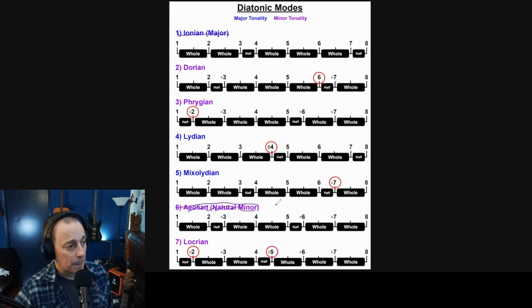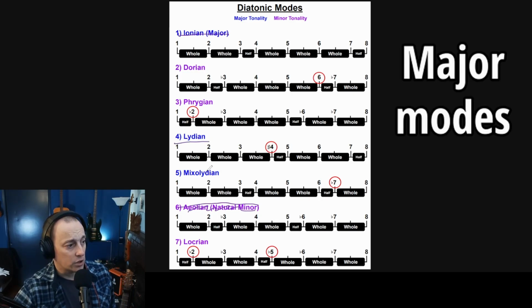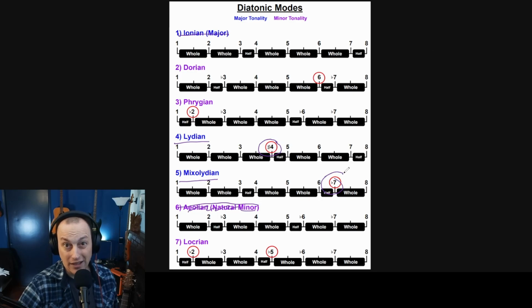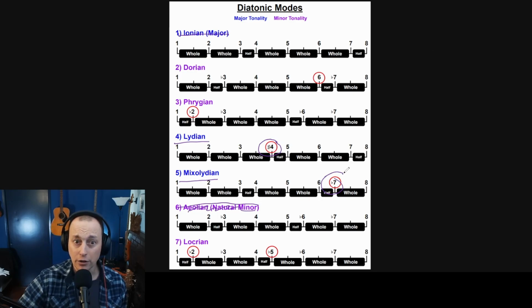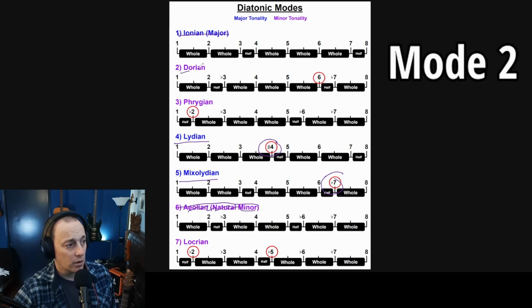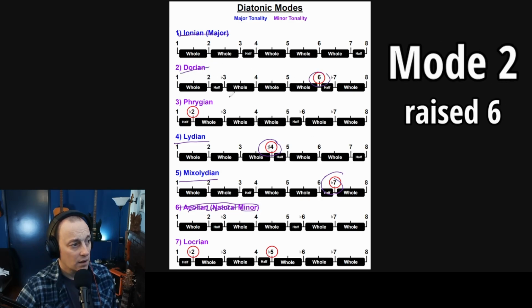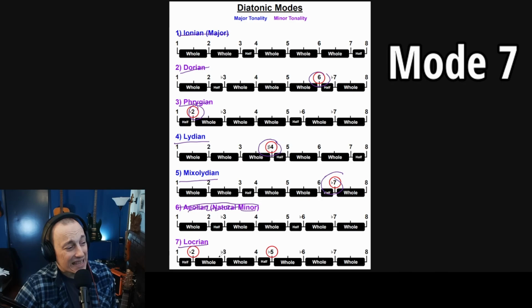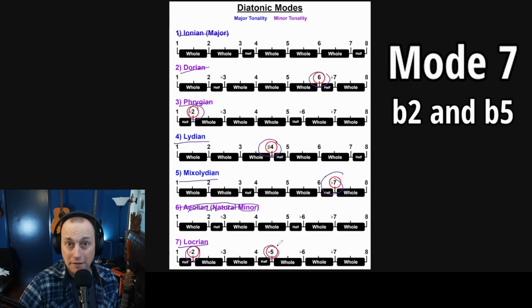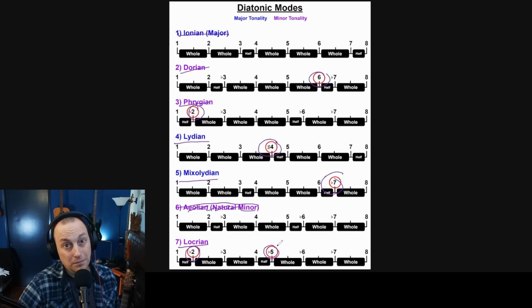Let's learn the majors. Okay, major modes are 4 and 5. The 4th mode has a sharp 4, and the 5th mode has a flat 7. Well, that's not too bad. What else do we have here to learn? Well, we've got our 3 other minor modes as well. My 2 mode has a raised 6. My 3 mode has that flat 2. And my infamous 7 mode, which we're not even going to see that much anyways, has a flat 2 and a flat 5. Not too bad.